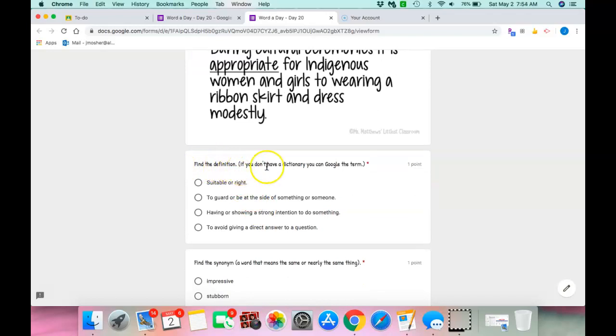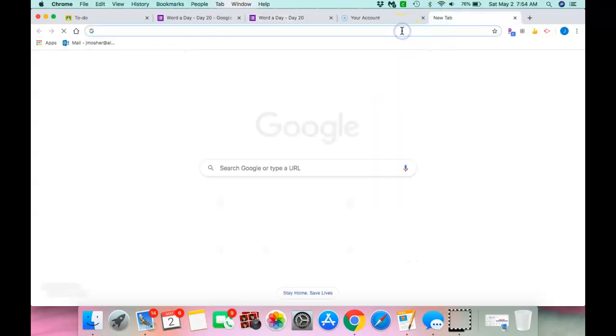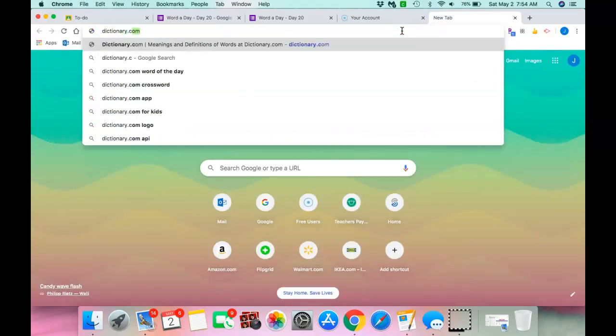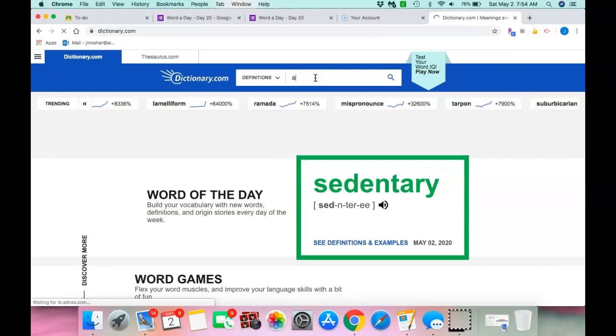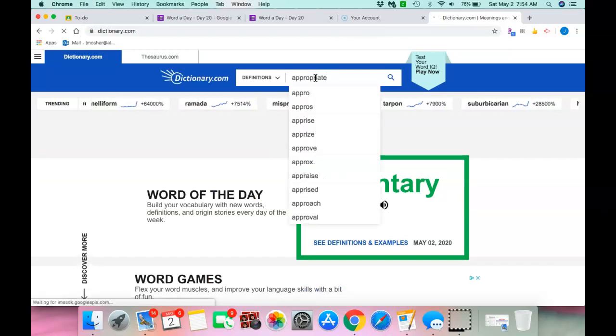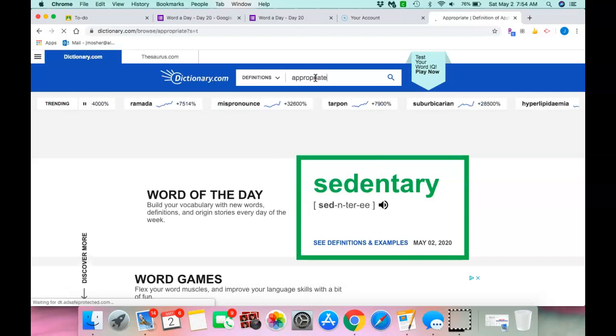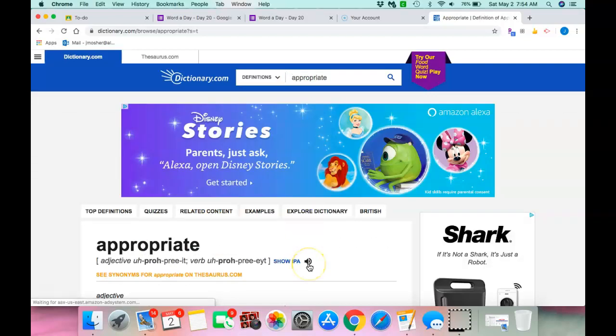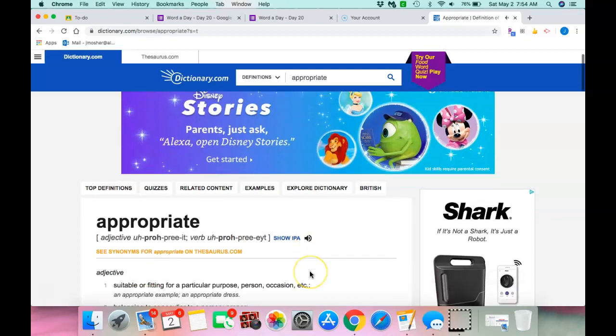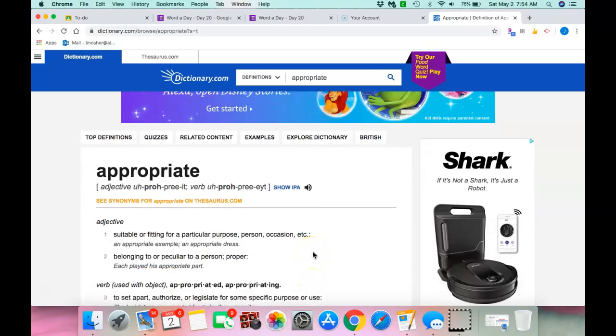Find the definition. If you don't have a dictionary, you can Google the term. Guys, it is so silly to get this one wrong because you can literally open a new tab, go to dictionary.com. You can type in appropriate. Okay, it'll say it for you. Appropriate. Okay, and then it'll give you the definition. Okay, so let's go back.